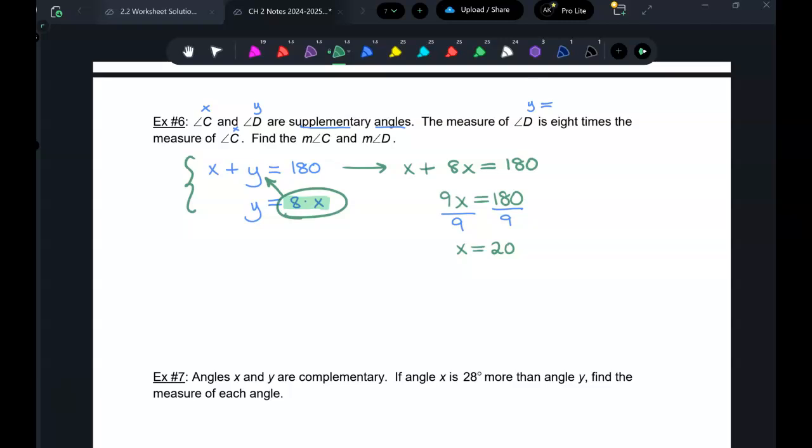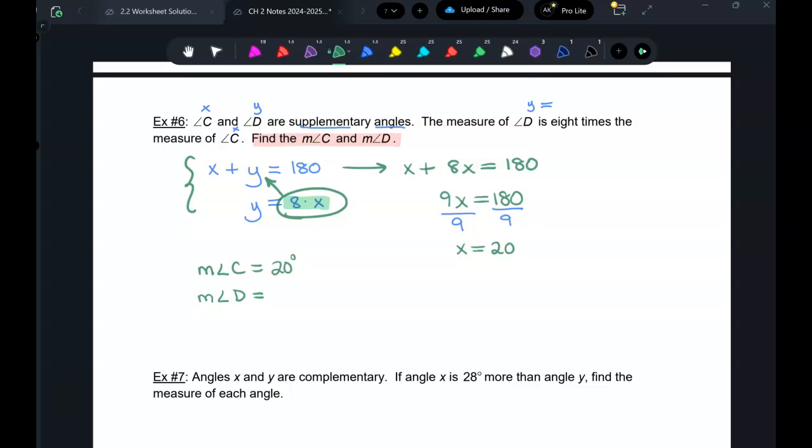Okay, now let's go back to the beginning because what was I asking for? The measure of angle C and the measure of angle D. If x was 20, which one did we say was going to be the x? C or the D? C. Okay, so measure of angle C. I know, but the very last question says find the measure of angle C and D. So when we're all done, we're just going to put 20 degrees.